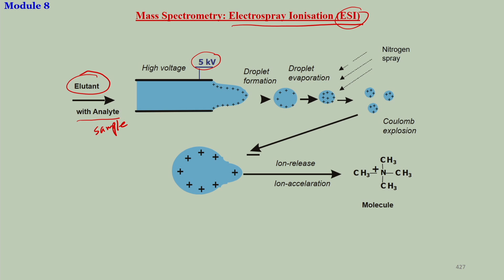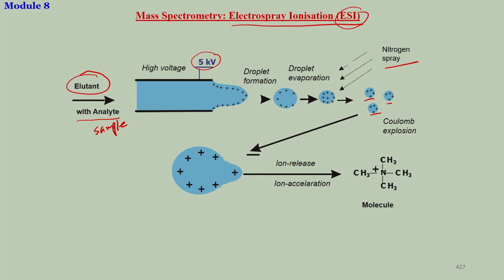Then the droplet is big, so you have to do evaporation to make the droplet smaller. Dry nitrogen is sprayed on the droplet, and it will evaporate the solvents that you have used. If the solvents are evaporated, the droplets become even smaller. Gradually, the size of the droplets becomes so small that at one point of time, the positive charge density would be so high that it will burst or explode. This is known as Coulomb explosion.